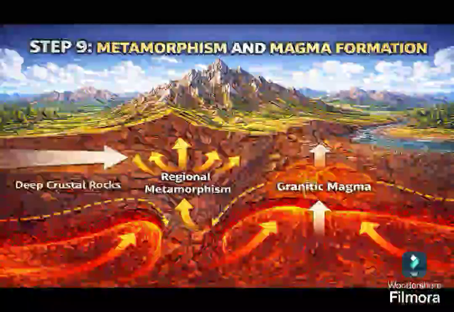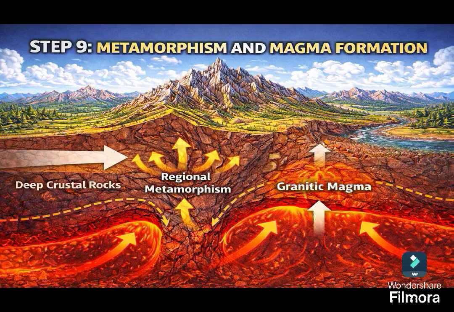Step 9. Metamorphism and magma formation. Deep inside the mountain belt, high temperature and pressure transform rocks through regional metamorphism. In some areas, partial melting creates granitic magma, which intrudes into the crust.